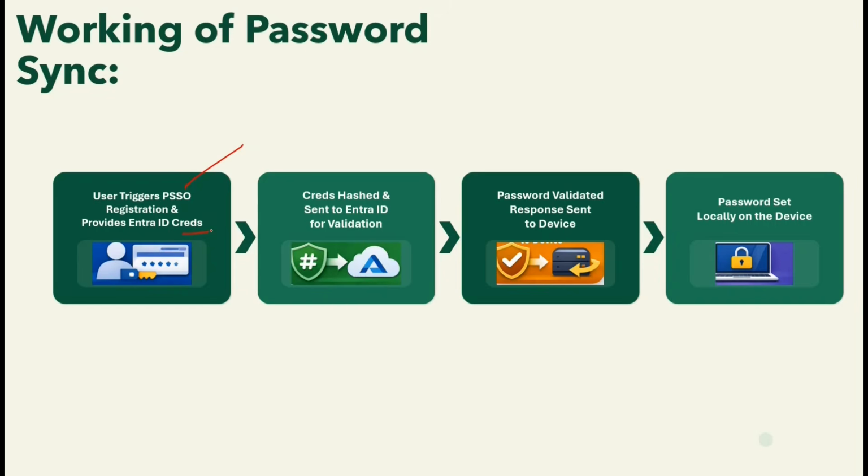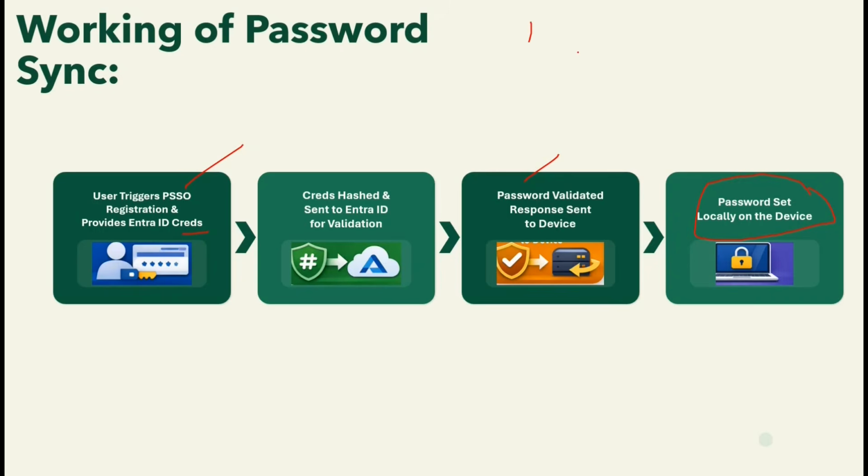Entra ID validates, makes sure that the password that the end user entered is correct. Once the password is verified, it is sent to the device. Now, this is very important, and this is a distinguishing factor between password sync and secure enclave. So we need to make sure that we have understood this very correctly. In step 4, it is saying that the password is set locally on the device.